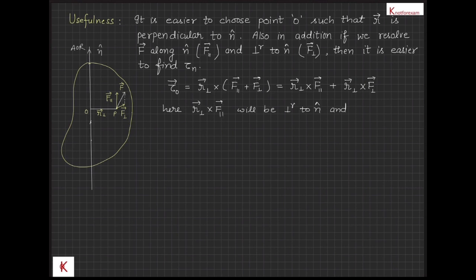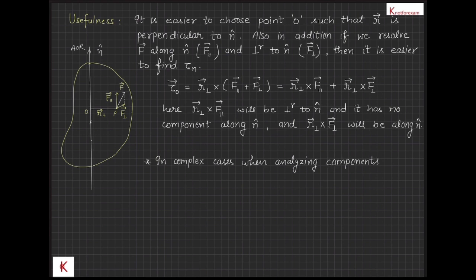Here r perpendicular cross f parallel vector will have no component along n cap, and r perpendicular cross f perpendicular will be along the axis of rotation, that is in the direction of n cap, which will be the component of torque along the axis. In complex cases when analyzing components is difficult, then the component of torque along the axis is easily found as tau vector dot n cap.